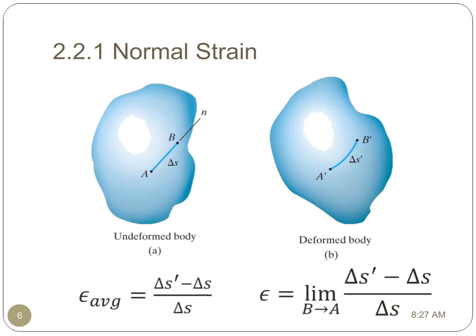In this diagram, we see a body with 2 points, A and B, in an undeformed and a deformed shape. Delta S describes the length of the distance between A and B of the undeformed body, and delta S prime describes the distance between A prime and B prime of the deformed body. We can calculate the average normal strain along the line by subtracting the original length of the line delta S from the new length of the line of the deformed body, delta S prime, divided by the original length of the line, delta S. The strain at a point along this line can then be defined as B approaches A, or as the length of delta S approaches 0.